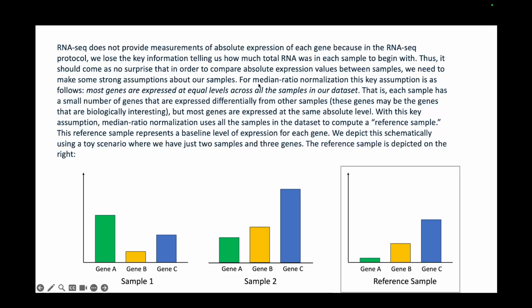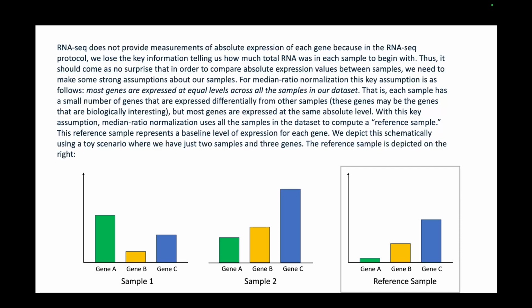For median ratio normalization, this is another type of normalization. The key assumption is as follows: most genes are expressed at equal levels across all samples in our dataset. That is, each sample has a small number of genes that are expressed differentially from other samples. These may be the biologically interesting genes, like those that get more expressed in a disease condition. But most genes are expressed at the same absolute level.